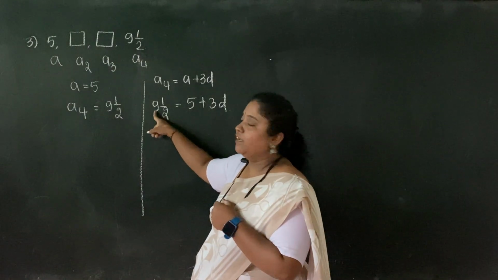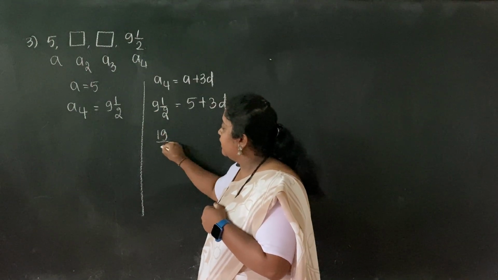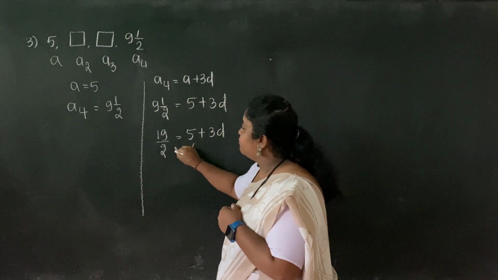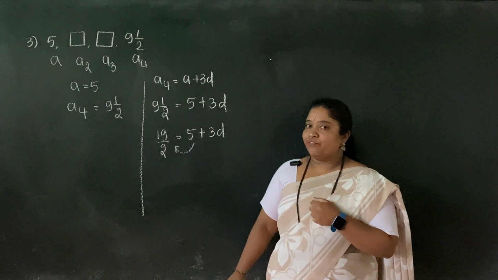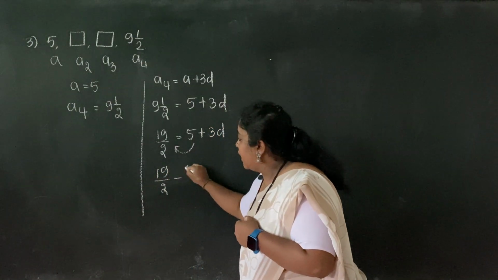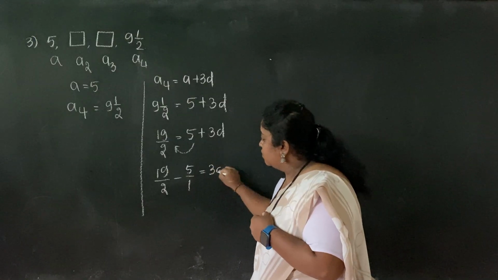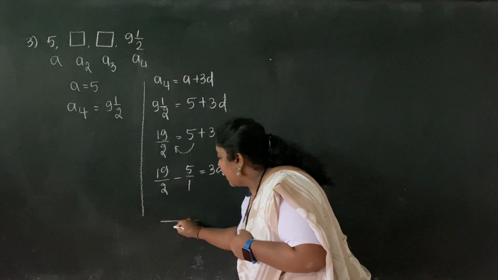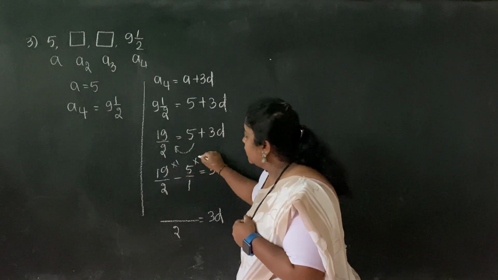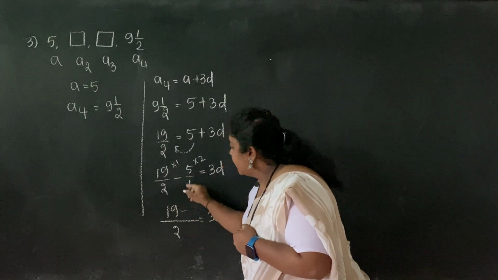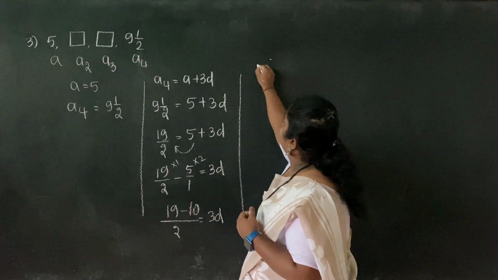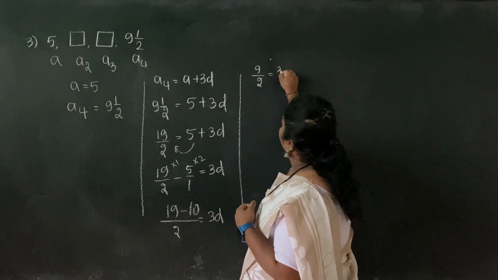2 9s are 18. 18 plus 1, 19 by 2 is equal to 5 plus 3D. Bring this 5 to this side, positive 5 turns to be negative. So I'll be having 19 by 2 minus 5 is equal to 3D. What is the LCM I'll be having? 2 is the LCM, dears. 2 ones are 2, 2 fives are 10, so 19 minus 10 will become, dear, 9 by 2 is equal to 3D.